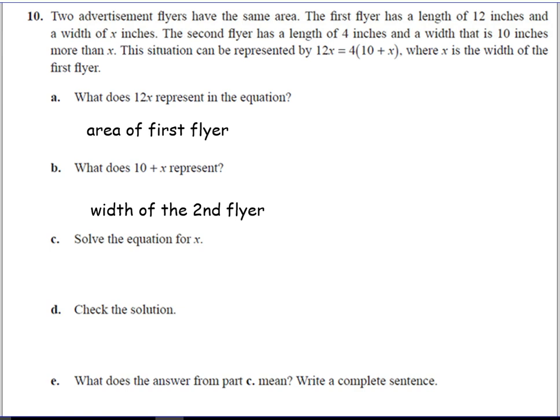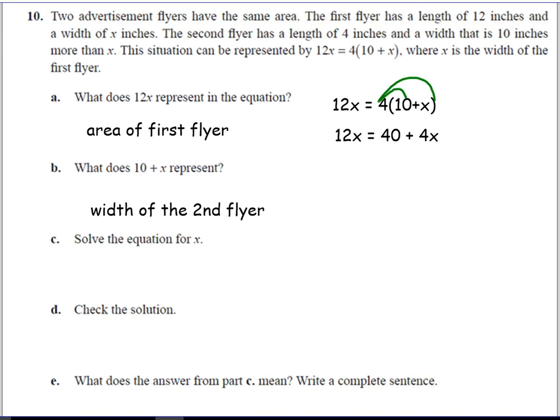So now we're going to solve the equation. So again, let's put it over here so we have them to work with. So 12x equals 4 times 10 plus x. First step is to get rid of our parentheses. We're going to distribute that through. And so when we do that, we'll leave 12x alone on the left, and 4 times 10 is 40. And 4 times x would just be 4x.